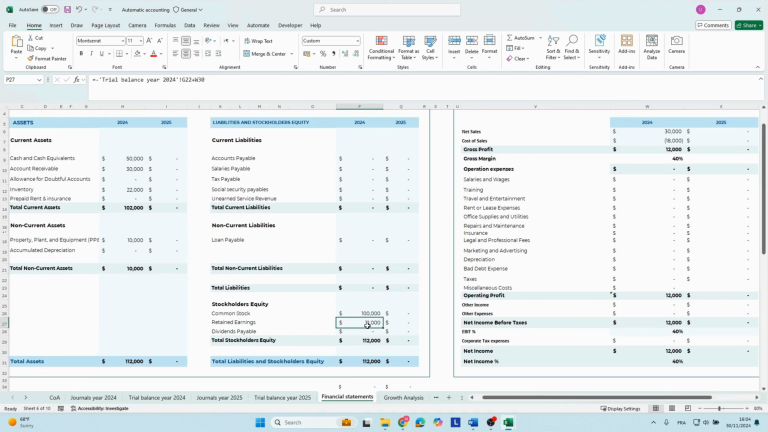And this is what happens in the accounting system. They take the profit for the period. The system puts it directly there and adds it to the retained earnings. We do the same thing because here we are automating accounting in Excel. Then we have the total liabilities and equities equal to the total assets.